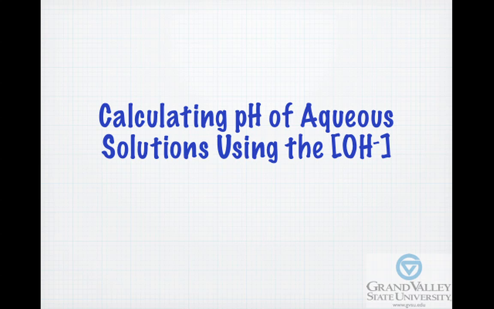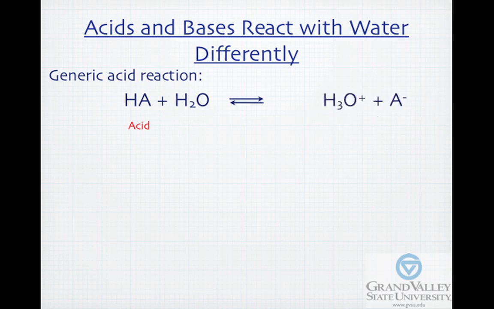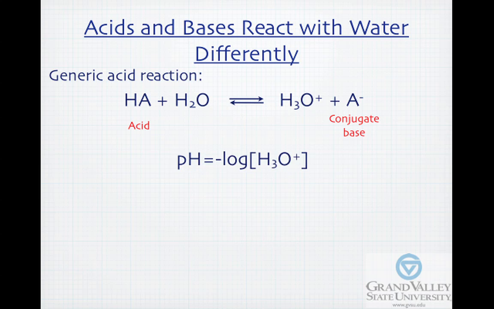Calculating pH of aqueous solutions using the hydroxide concentration. Acids and bases react with water differently. Acids react with water to form the H3O+ ion, or hydronium ion, and the acid's conjugate base. In this situation, we would simply take the negative log of the concentration of hydronium ion to find the pH.